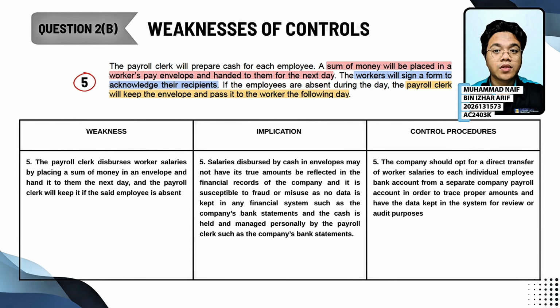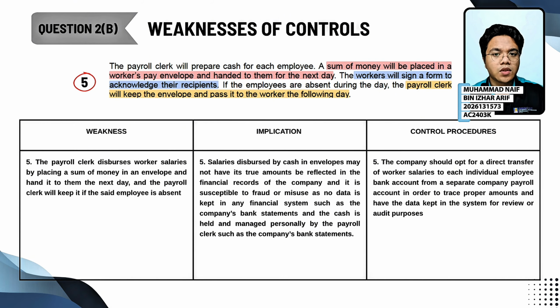Alright, weakness 5, our final weakness. The payroll clerk prepares cash, places it into individual envelopes and hands them out the next day. If an employee is absent, the clerk holds onto the envelope personally. The problem here is significant. Cash disbursements leave no reliable financial trail. There is no record in any banking or financial system, making the process highly susceptible to fraud or misuse. The payroll clerk personally handling cash with no system oversight is a serious internal control gap.